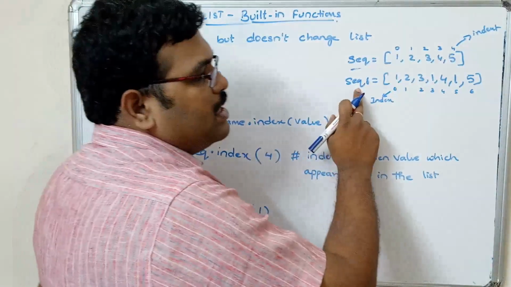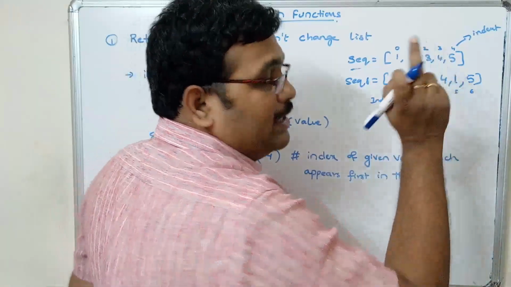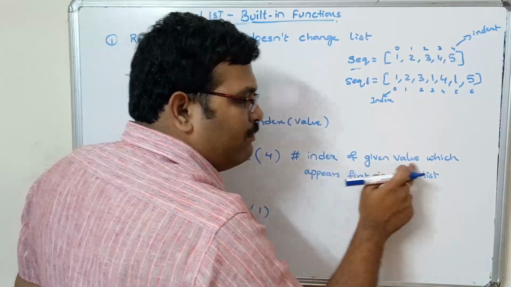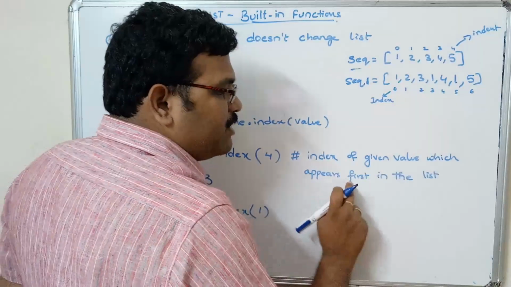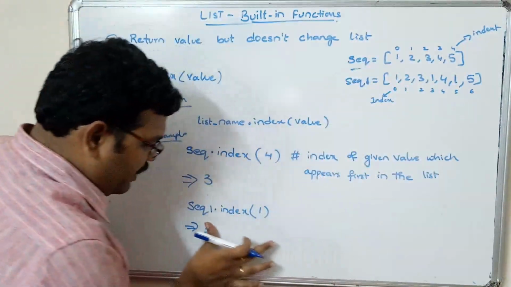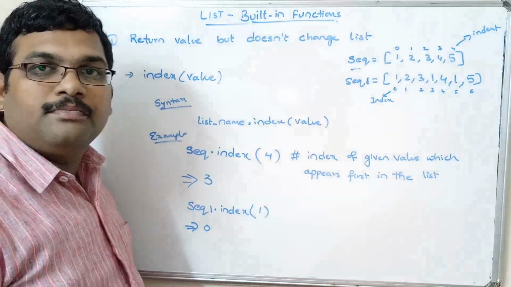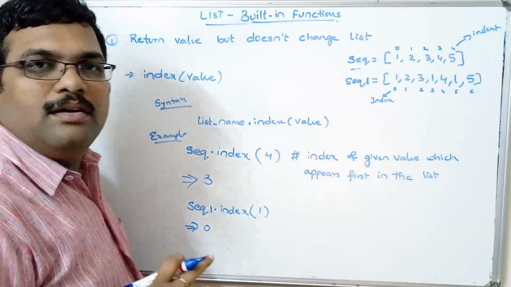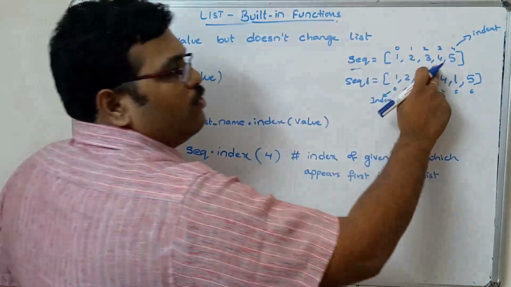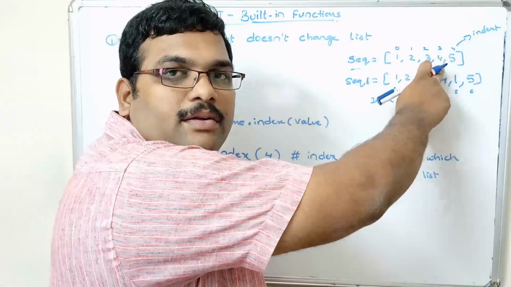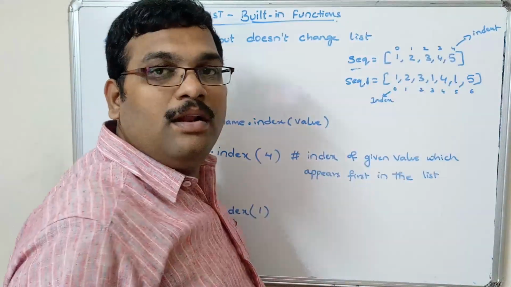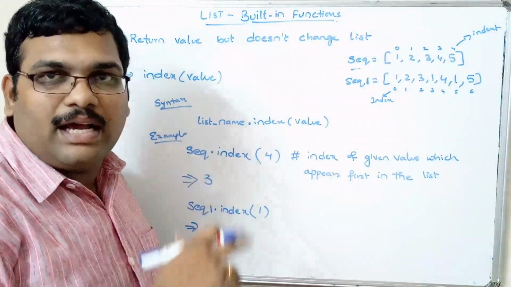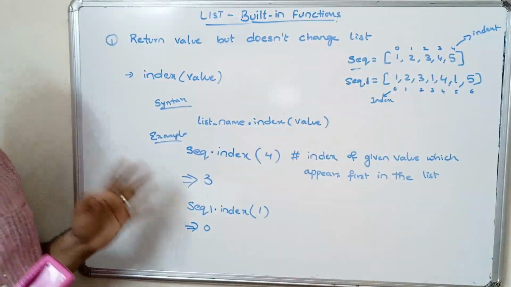Here in the sequence, 1 occurs 3 times. So what will it return? It will return the index of the given value, that means the index of 1, which appears first in the list. That means 0. So it will return the index position as 0. Right? So it will always return the value which appears first in the list. In the previous case, 4 is not repeated, so it directly returns the index of that particular value. If it is repeated, then it returns only the first occurrence. Right? Now this is about the second one, index.